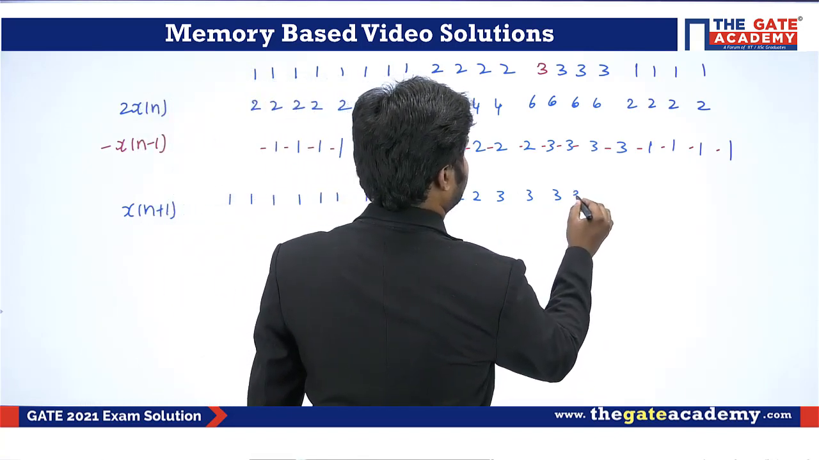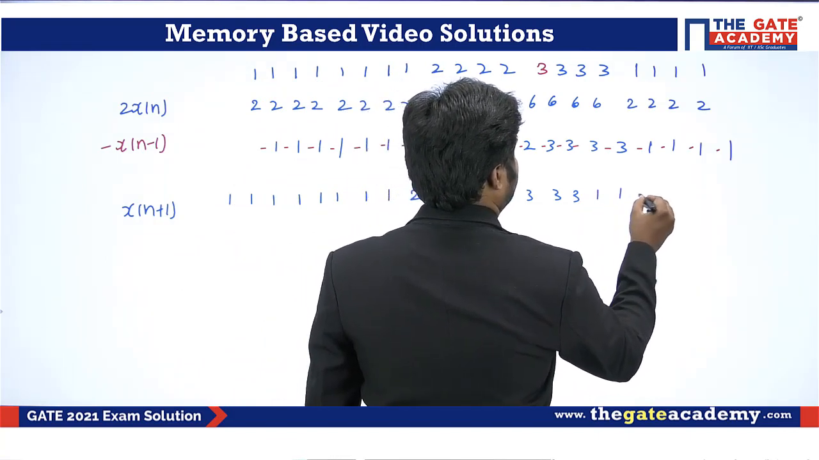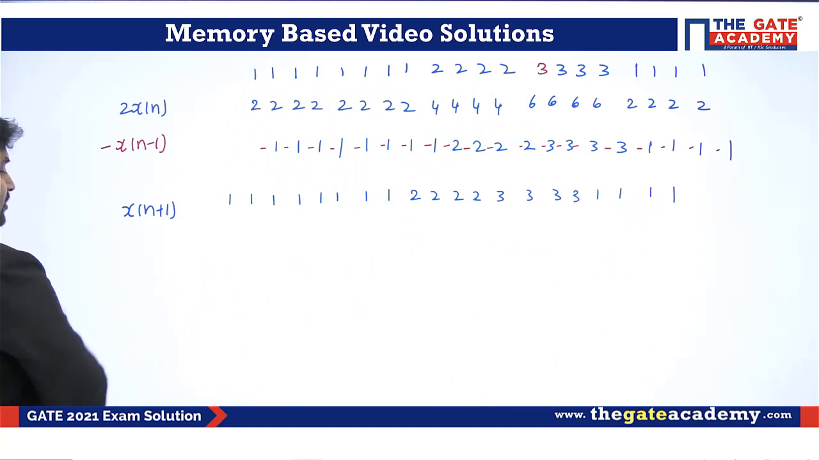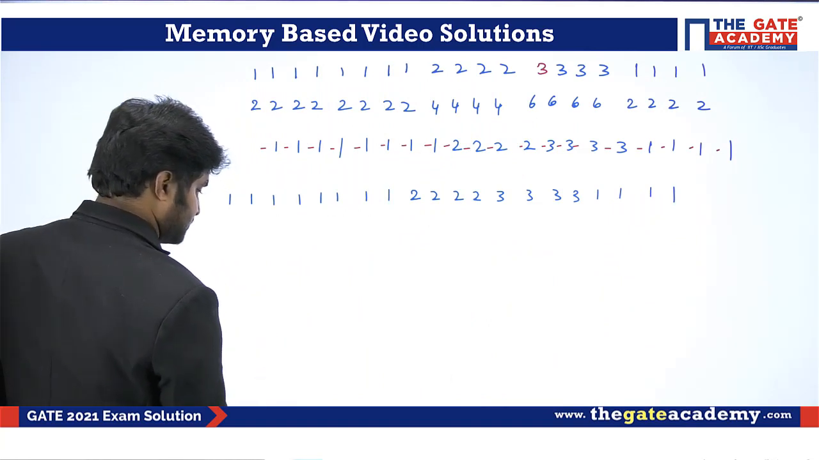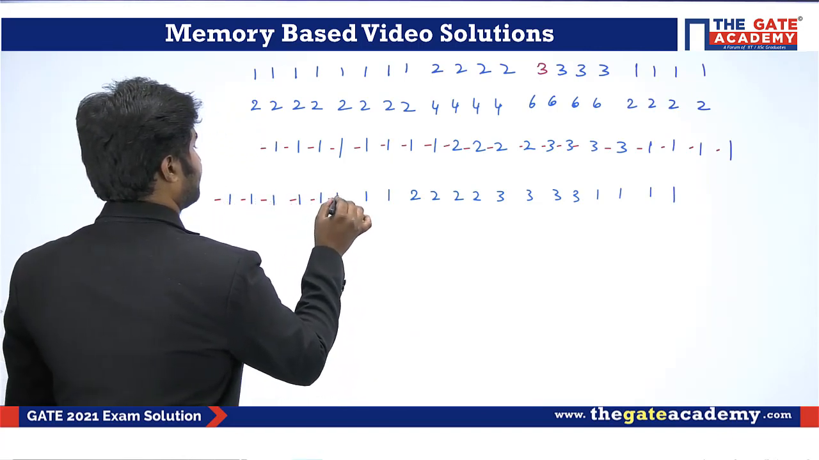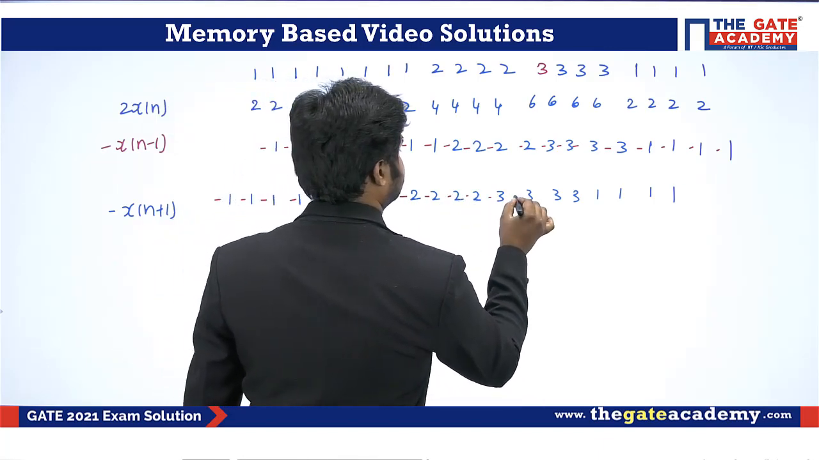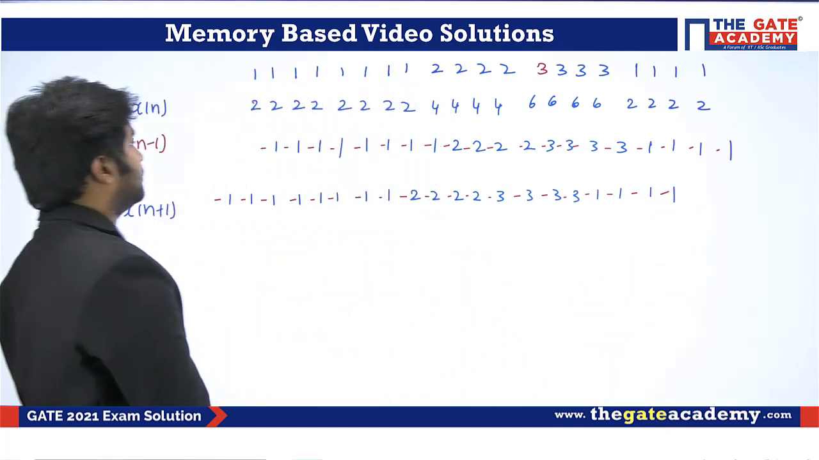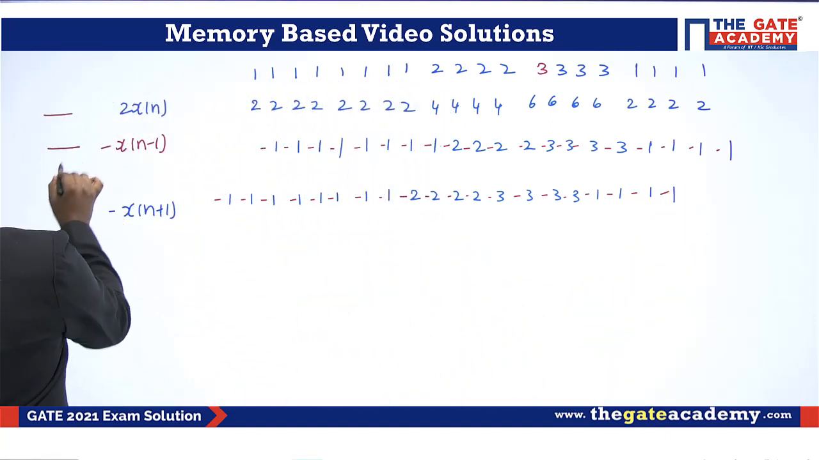And another 3, right? And then we have 1, 1, 1, 1. Correct? Now there is a minus here also, right? There is a minus here also. So let me put a minus here. Here also minus. Here also minus. Okay, minus, minus. Here also minus. Here also. Correct? So now, these are the important things.